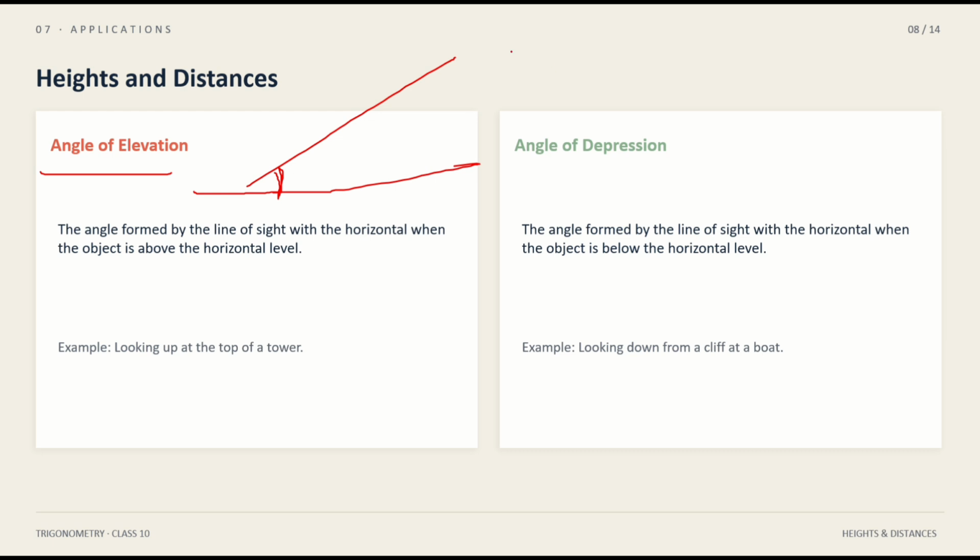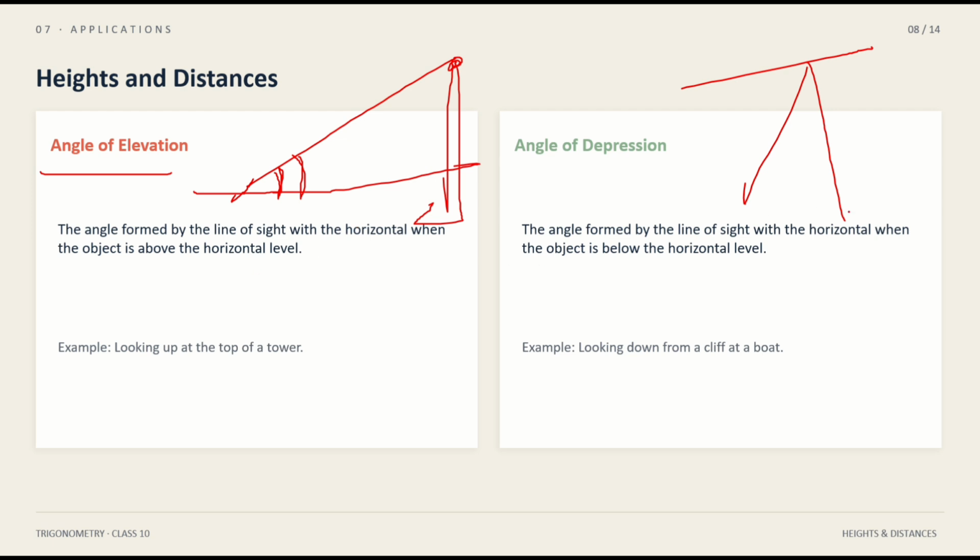This is the angle of looking up to the tower. Here is the tower, and this is the angle of elevation, that it makes from the horizontal. Angle of depression is the angle formed by the line of sight. Line of sight, that is this.